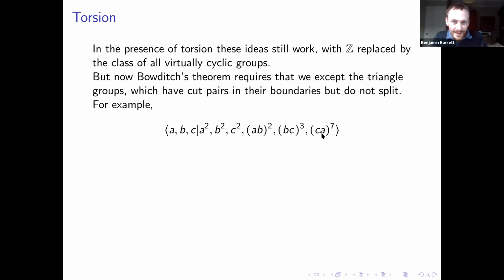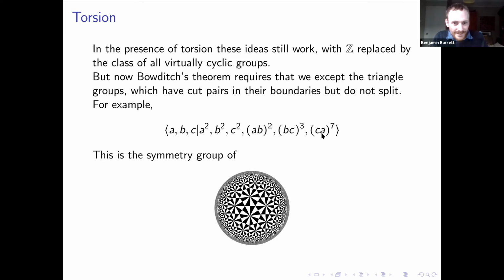Here's a presentation, which maybe looks a little bit complicated. It's generated by A, B, and C, with A squared, B squared, and C squared all being the identity, and (AB) squared, (BC) cubed, and (CA) to the 7 all being the identity. What's that got to do with triangles? Well, here's a tiling of the hyperbolic plane by black and white triangles. And this group is actually the symmetry group of this tiling.